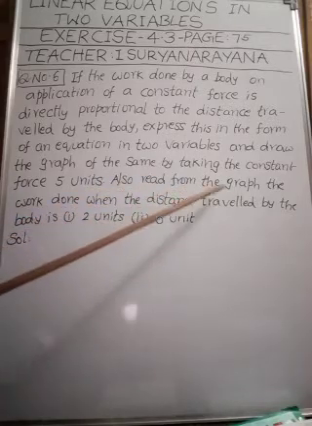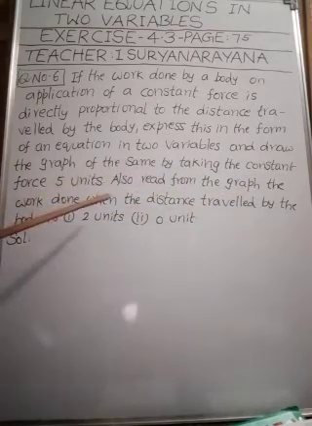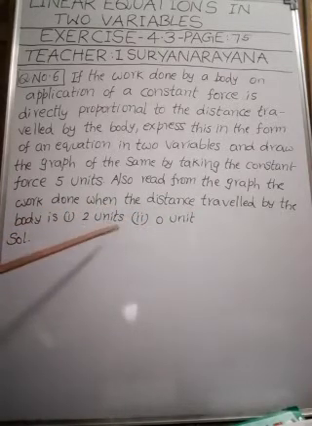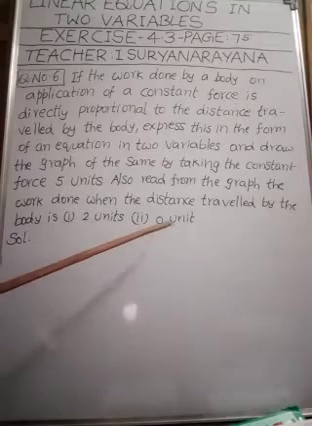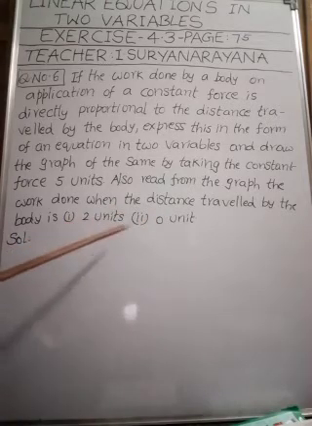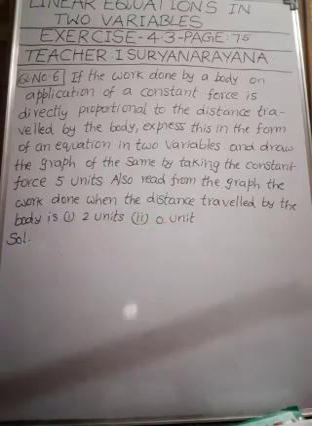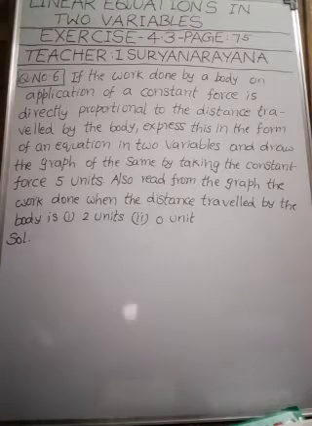Right. Also read from the graph the work done when the distance travelled by the body is 2 units and 0 units. In these two cases, we have to find the work done by the body. Understood this point, my children? Understood this question? Right. Now come to the solution part. Let us consider the work done by the body by constant force is Y units.